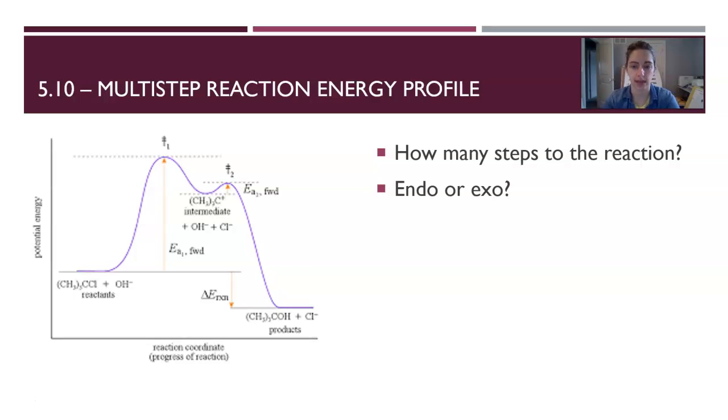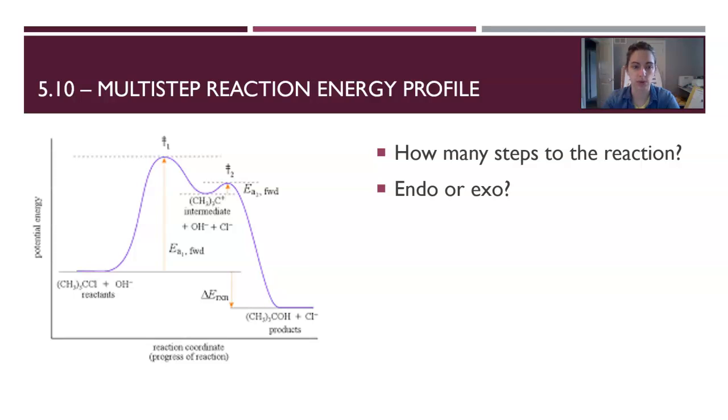So here's our first example, and we want to look at how many steps are in this reaction and whether this is endothermic or exothermic. So first of all, looking at the shape of the reaction coordinate, or the graph or the profile, whichever term you want to use to describe this, it has the reactants and then the products, and there are two bumps to the curve in between. So since there are two bumps to this curve, this is a two-step reaction.